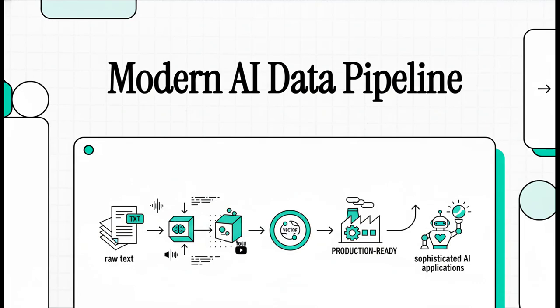All right, let's dive in. In this explainer, we're going to architect a modern AI data pipeline from the ground up. We're going to cover the entire process, starting with just raw text, all the way to a production-ready retrieval system that can power some seriously sophisticated AI applications. By the time we're done, you'll have a really solid architectural understanding of how these core systems actually work.